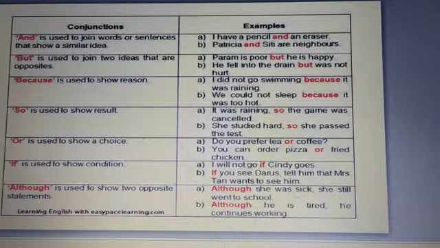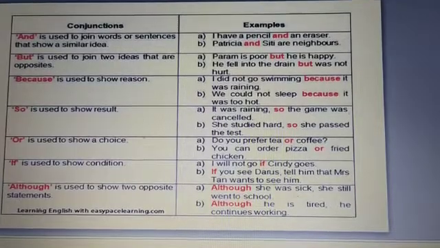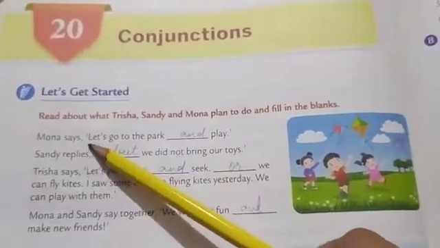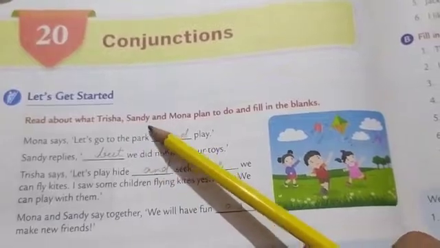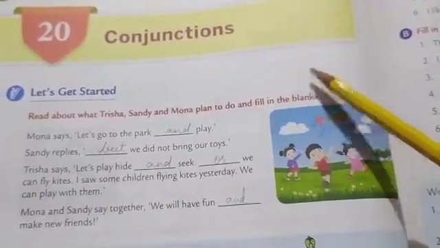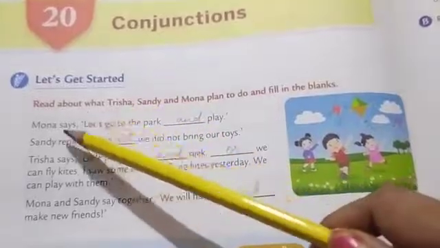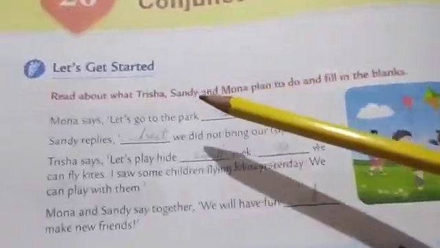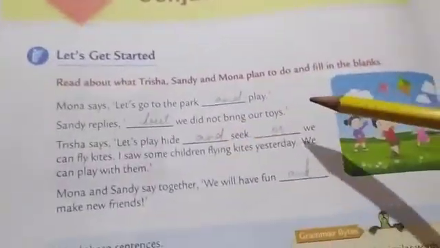Now children, you take out your book, Collins English Grammar and Composition of Standard 3, and turn to lesson 20, conjunction, page number 78. So let's get started. Read about what Trisha, Sandy and Mona plan to do and fill in the blanks. Trisha, Sandy and Mona are planning something and we have to read these sentences and fill in the blanks.